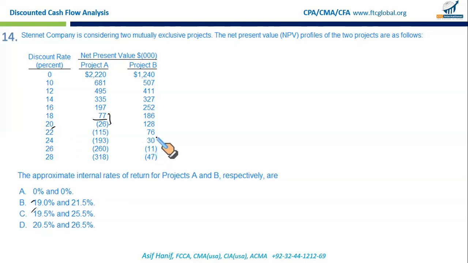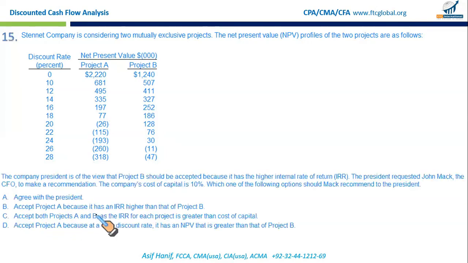And for project B, it is somewhere between 24 and 26, not beyond 26. So that means you reject this also. So that has to be C. It has to be C. Okay, next.